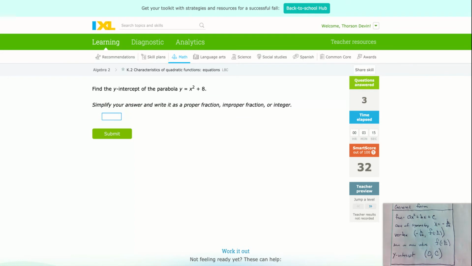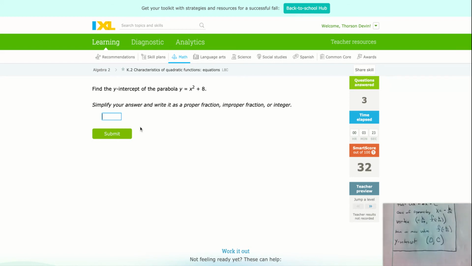Here, again, we could consider this to be either the transformational form or the general form, but it says find the Y-intercept. I like to think of the general form on this one, because the Y-intercept is just the C value. We've got ax squared plus 0x, or 1x squared plus 0x plus 8. So the Y-intercept is 8.